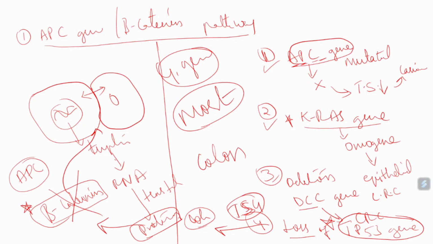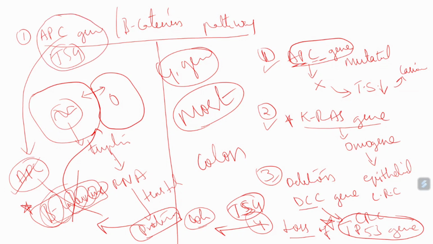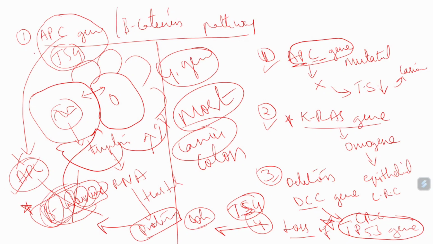The APC protein comes from the APC gene, which is a tumor suppressor gene. The APC protein degrades the beta catenin once its activity is done. If the APC gene is mutated and the APC protein is not produced, what will happen? Beta catenin is not degraded, its activity keeps on increasing, and the cells keep on proliferating, and with that it will cause cancer. This type of mechanism is called the APC gene beta catenin pathway. I think everybody understood this pathway.